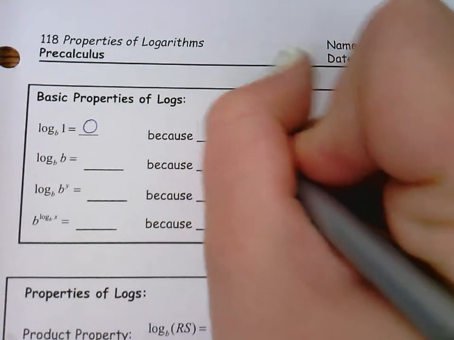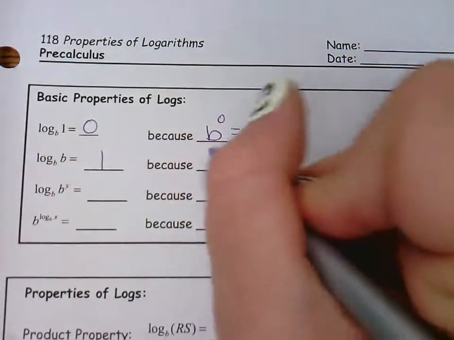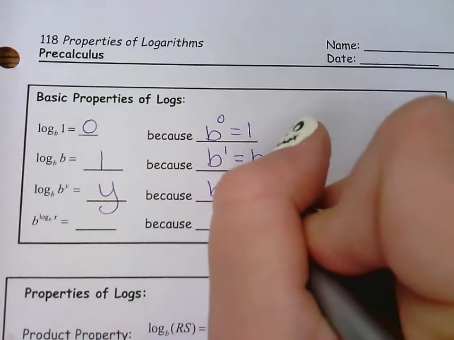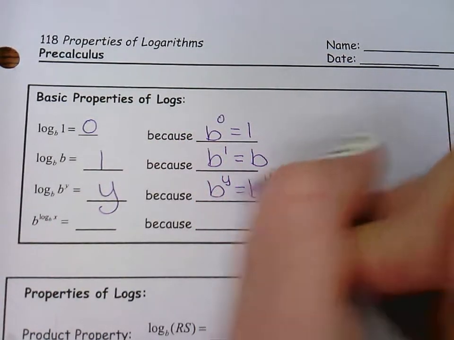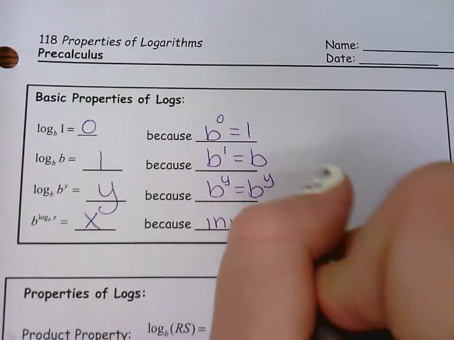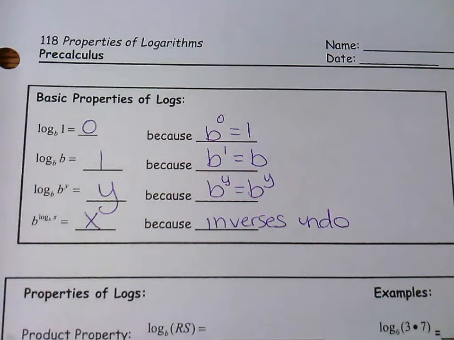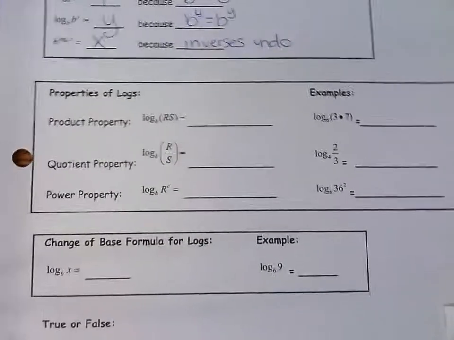Power is 1. B to the first power is B. B to the y power is B to the y power. And inverses undo each other. Let me just erase that here, so then at least if someone wanted to fill this in, they could. All right, so this is what I really consider properties of logs.